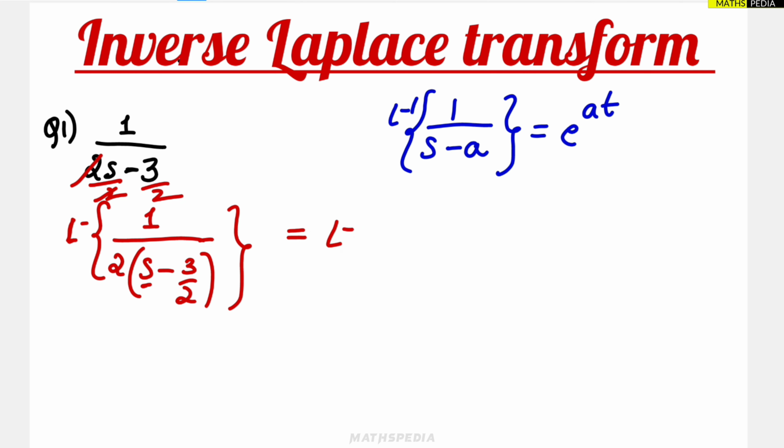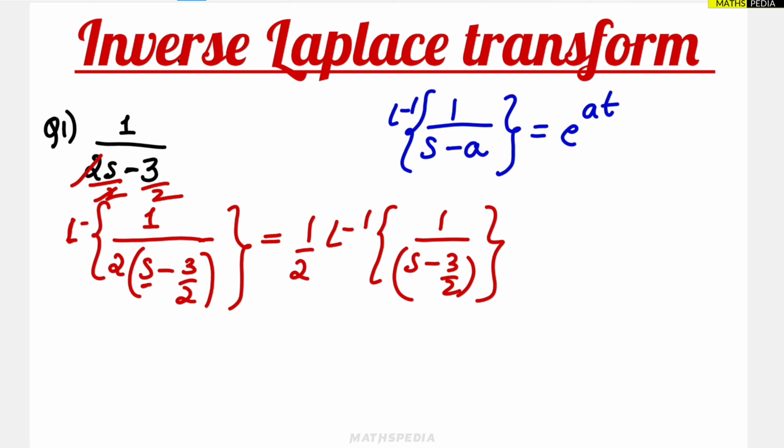Now I can take that 2 outside, and it becomes 1 by 2, since it is in the denominator, into the Laplace inverse of 1 by s minus 3 by 2. This is the remaining part. Now this is in s minus a form. What is a here? 3 by 2. So you can write the formula: this is equal to 1 by 2 outside, e power a t, where a is 3 by 2, so e power 3 by 2 t. This will be the answer. So the basic formula has been applied here.